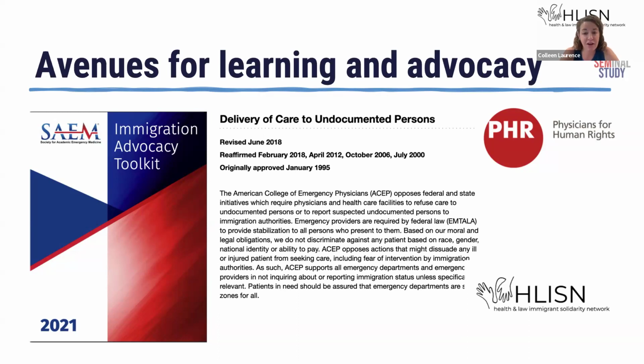There's a ton of gray literature and academic literature about immigrant health outcomes in the US and globally, and they often include suggestions for how we can improve our care approach, delivery, and advocacy, as well as allyship. The Health and Law Immigrant Solidarity Network is also a great resource. They have several modules that provide deep dives into different topics that we discussed briefly today. And we already have momentum and support from our two national advocacy and professional organizations, SAEM and the American College of Emergency Physicians.